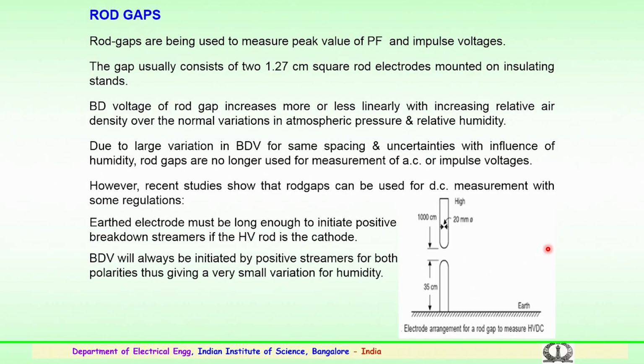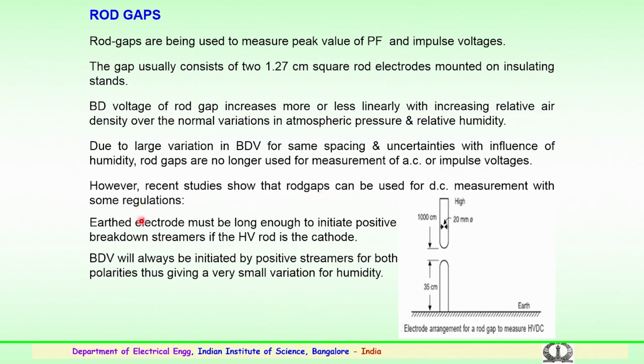the rod gap which is being discussed is no longer used for measurement of AC or impulse voltages, because these give much more erroneous results, and the accuracy is not very good. So, that is the reason why these are not used for AC or impulse voltages.